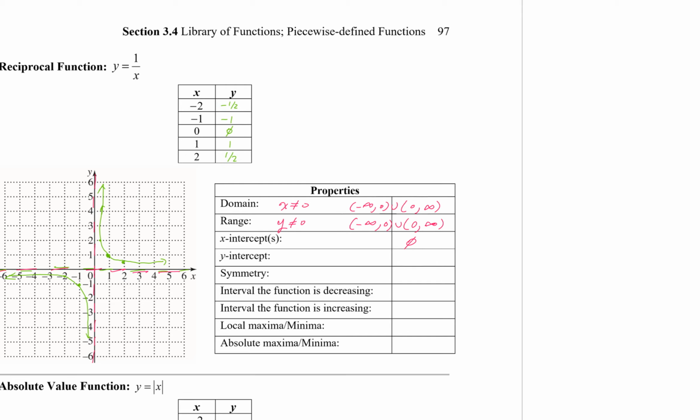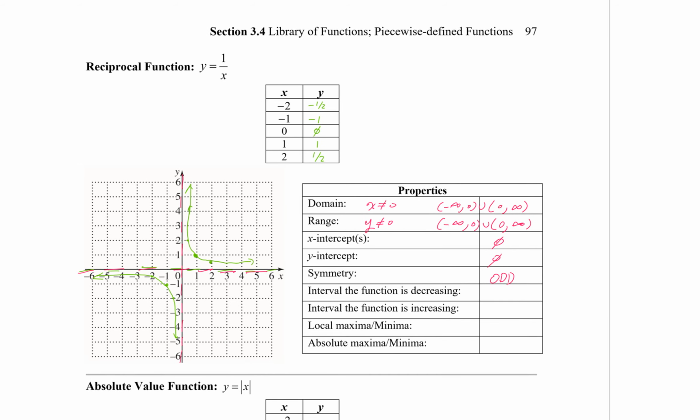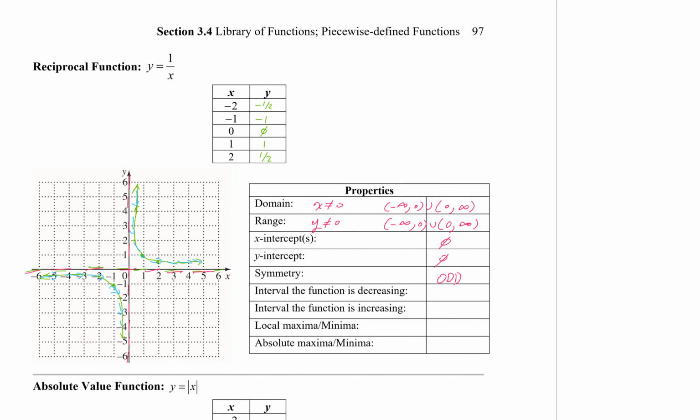It has no intercepts, no x or y intercepts. It does have odd symmetry. So the decreasing is interesting. It's always decreasing here. It's always decreasing here. You see that? And it's technically always decreasing here as well. Well, wait. Yeah, it's always decreasing. So we'll say it's decreasing, but we can't say from negative infinity to infinity because it doesn't have a value for 0. So we'll say from negative infinity to 0 and 0 to infinity, not including 0.